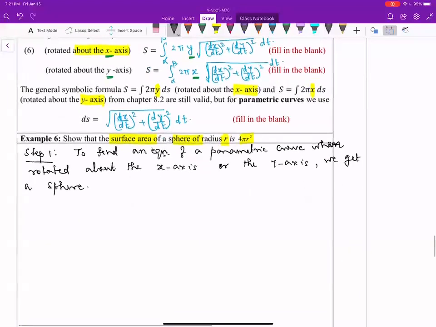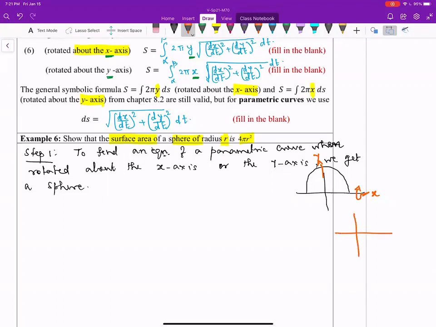Okay, so we will parameterize. We will find out. If you think of a half circle or semicircle, and you rotate this semicircle about the x-axis or the y-axis, if you rotate it about the x-axis, you're going to get a sphere.